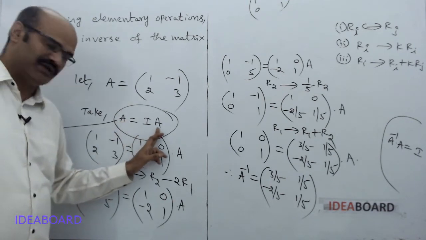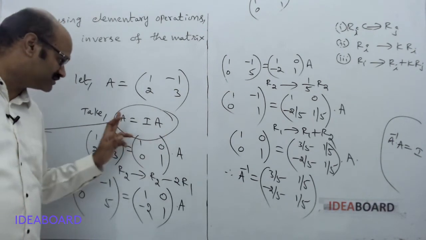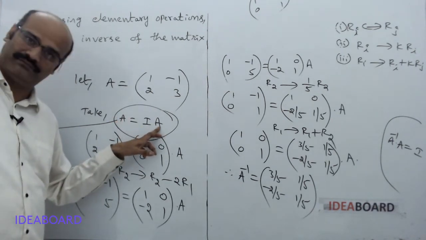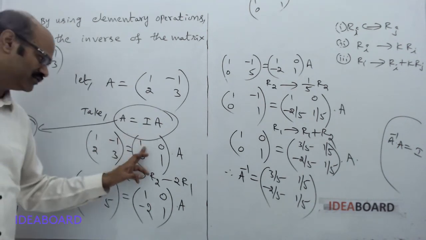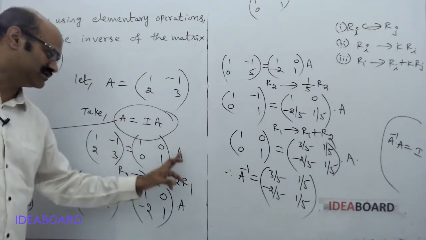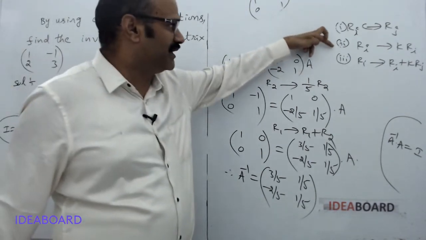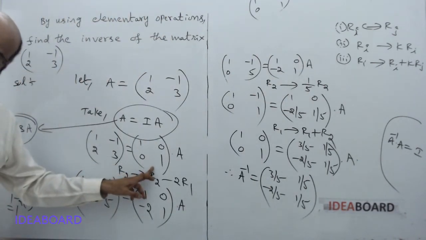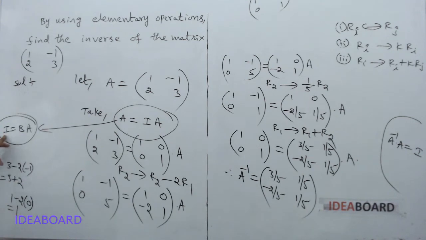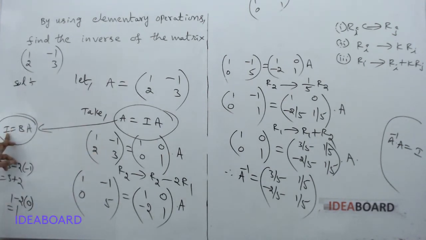Take A equal to I into A if you want to apply row operations. If you want to apply column operations, you take A equal to A into I. Now A equal to write the matrix, I equal to write identity matrix. Next, we have to apply these 3 row operations for this equation till we get I equal to B into A.